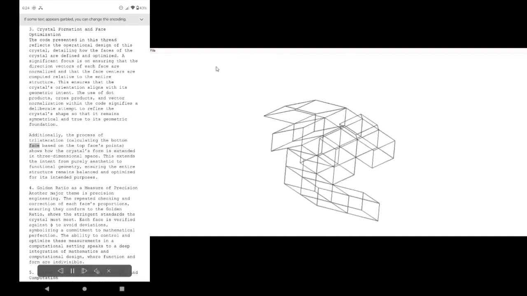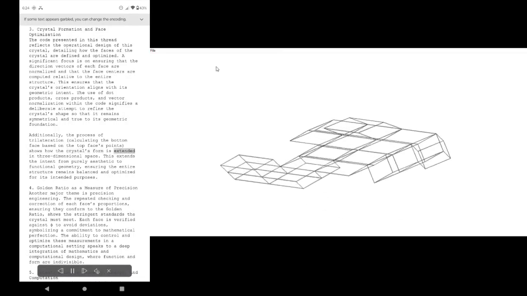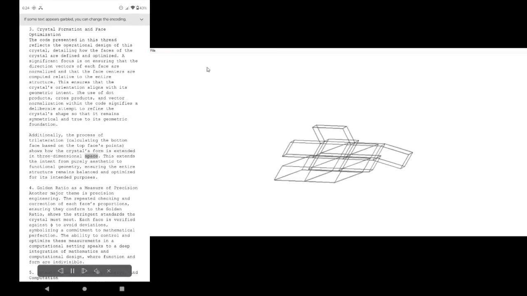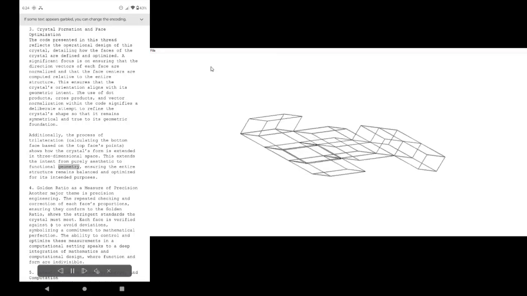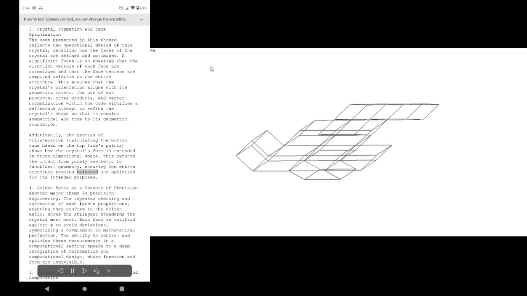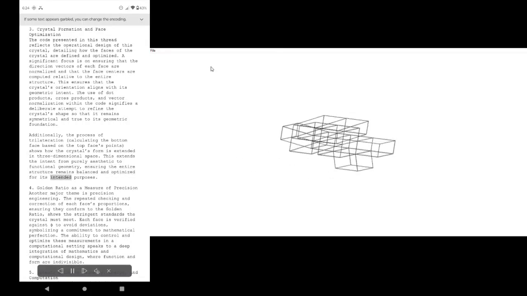Additionally, the process of trilateration, calculating the bottom face based on the top face's points, shows how the crystal's form is extended in three-dimensional space. This extends the intent from purely aesthetic to functional geometry, ensuring the entire structure remains balanced and optimized for its intended purposes.